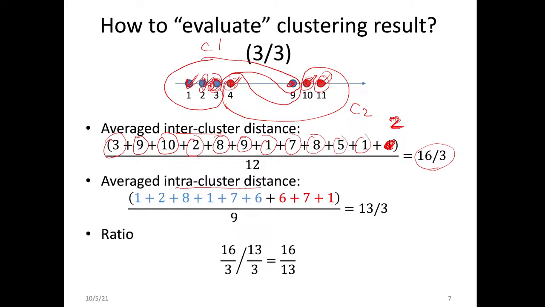And then you can compute the average. I'm not sure whether this is right or wrong. If that's wrong, then you can correct it to the correct answer. It should be straightforward. Okay, and then you could also compute the intra-cluster distance, and this is the ratio.